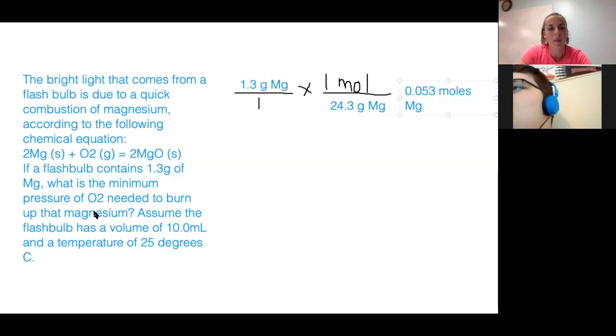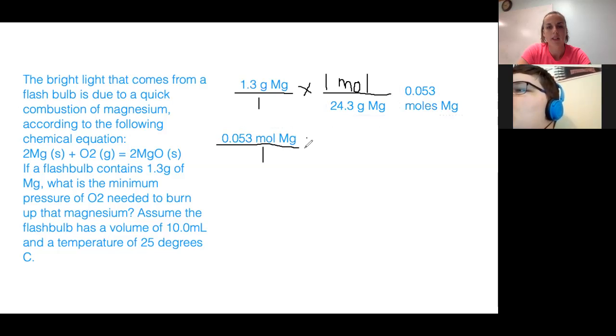Okay, so now we have moles of magnesium. Now we're gonna want moles of oxygen, right? Of O2. So we're gonna use our chemical equation and stoichiometry to go from moles of magnesium to moles of oxygen. So let's start with our given, which is this value we just figured out. So 0.053 moles of magnesium. It's going to go over 1. We're going to multiply it by a conversion factor. And on the top of my conversion factor, I'm going to put moles of oxygen. So I'm going to look here. In the chemical equation, I have 1 mole of oxygen.